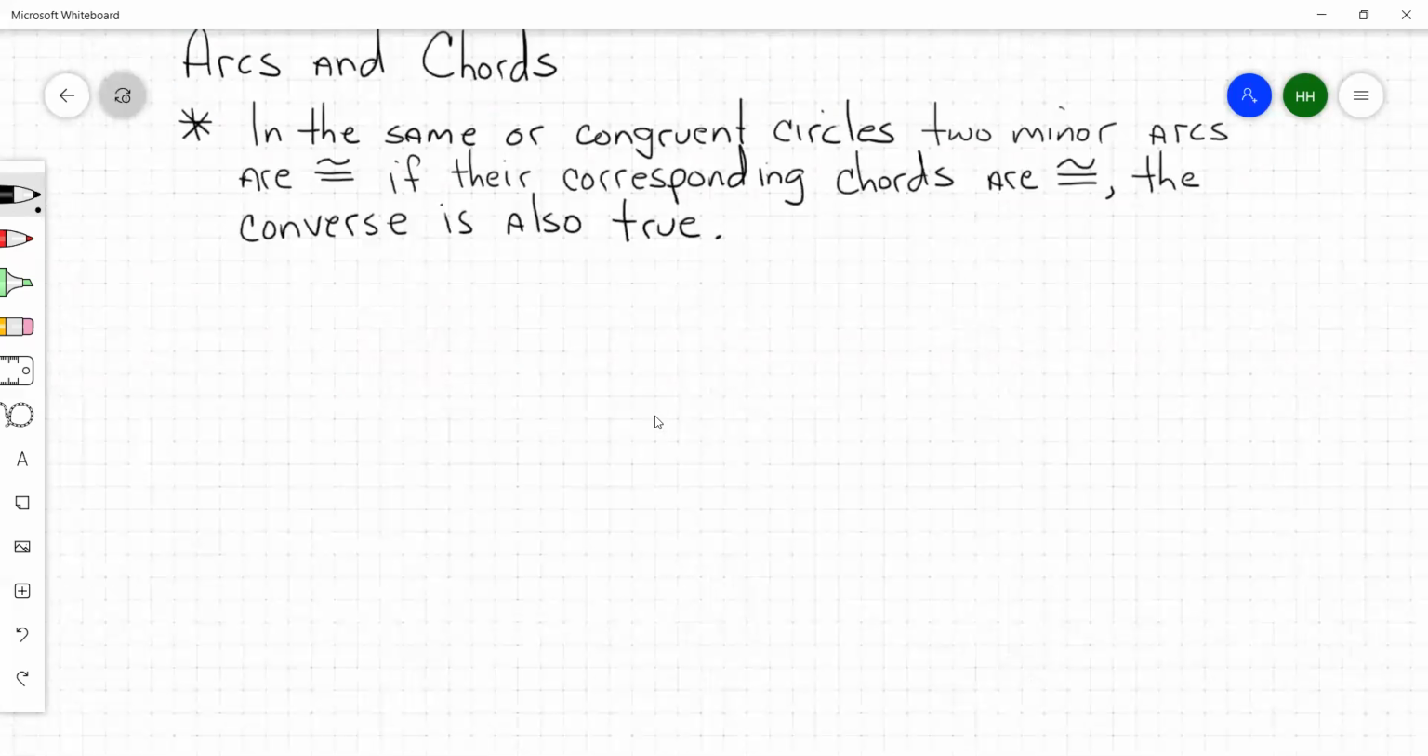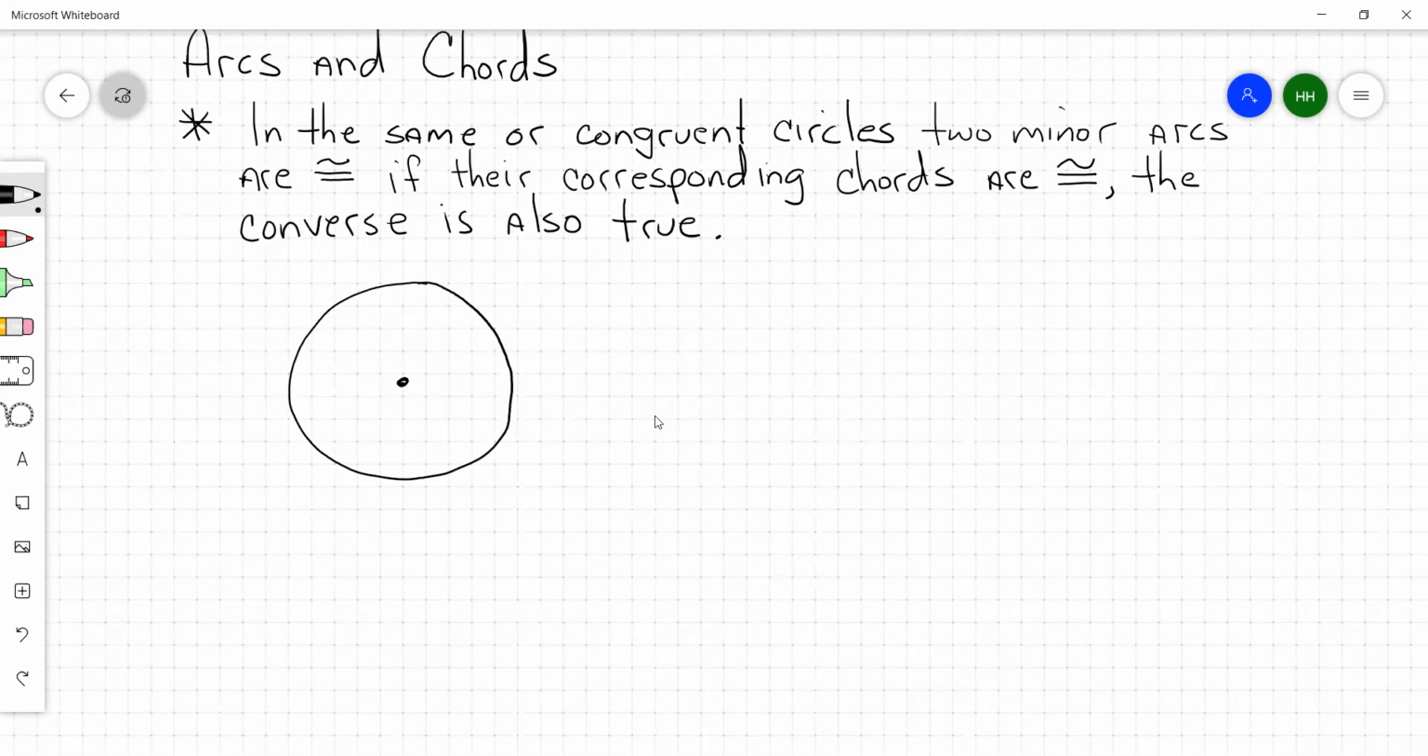Here's what this means. If you have one circle and you have a chord right here, AB, and then another chord over here, CD. All right, in the same or congruent circles, two minor arcs are congruent if their corresponding chords are congruent.